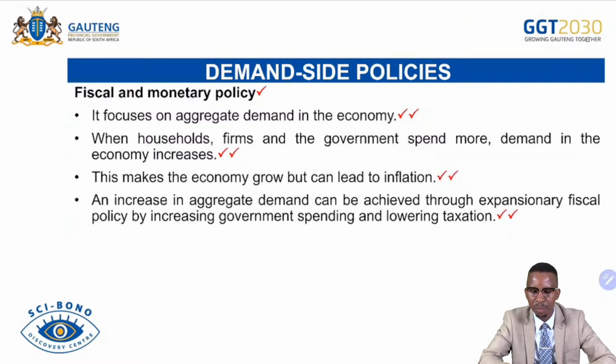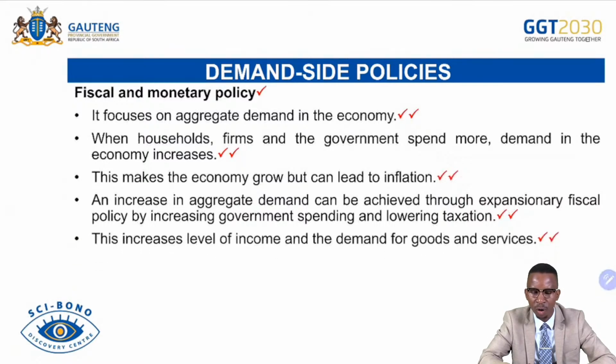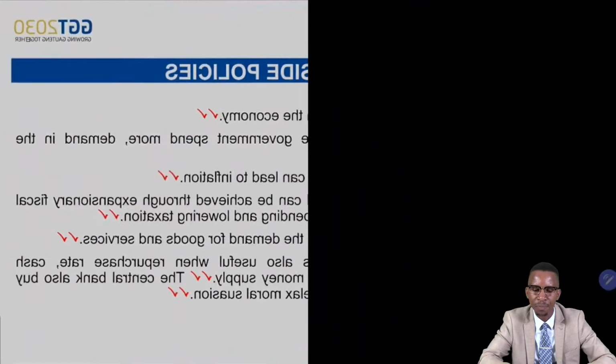An increase in aggregate demand can be achieved through expansionary fiscal policy by increasing government spending and decreasing taxation, that is 2 marks. This increases the level of income and the demand for goods and services. Expansionary monetary policy is also useful when the repurchase rate and cash reserves are reduced to increase the money supply. The central bank can also buy bonds from the open market and relax moral persuasion.